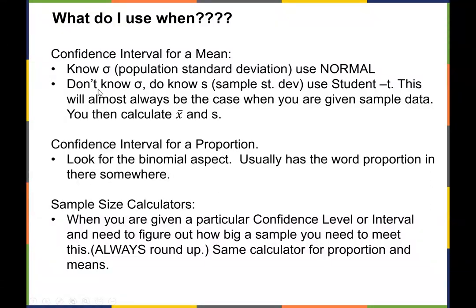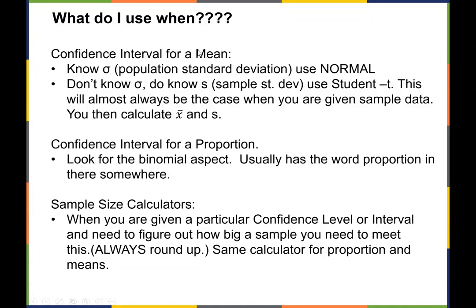If you don't know sigma, but they give you some data so that you can calculate S, then you use the student t-distribution. If you're given a big batch of data, probably it's going to be the student t-distribution. Then you go ahead on your own and use the methods that you know to calculate X bar and S, the sample standard deviation. What about for confidence interval for proportion, which we just talked about? Look for the binomial aspect of the problem. Is it a yes, no kind of situation? Also, it almost certainly will have the word proportion in it somewhere. So look for that word to tell you that you should be using the confidence interval for a proportion.